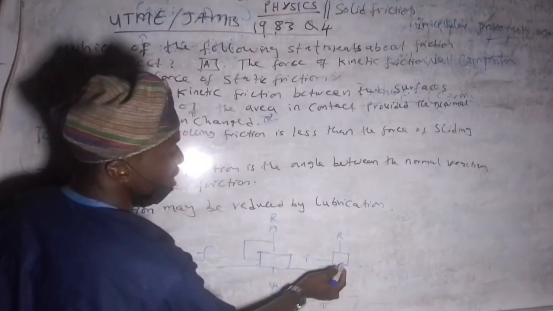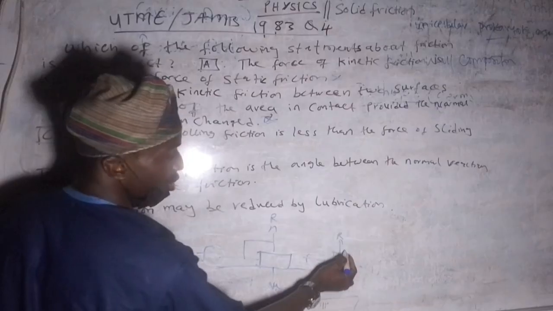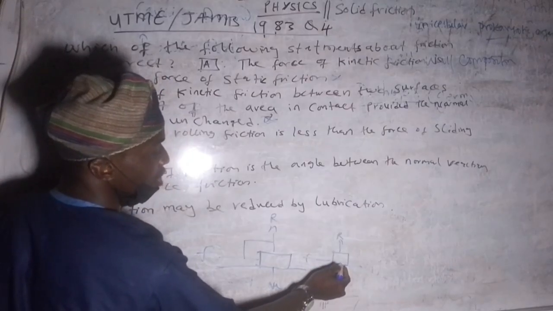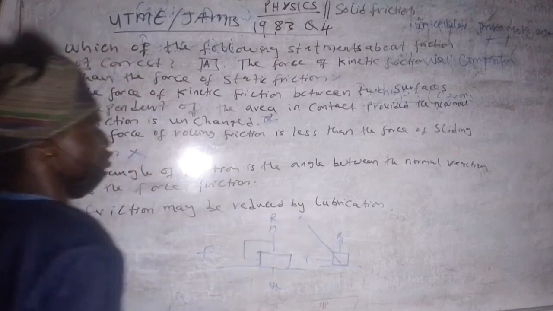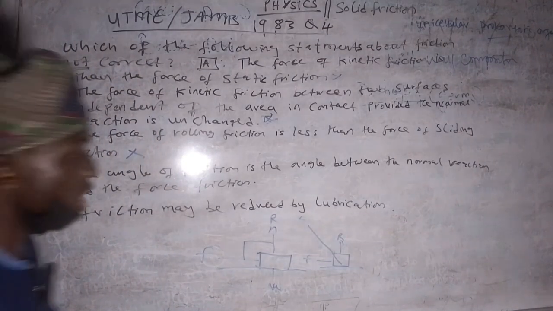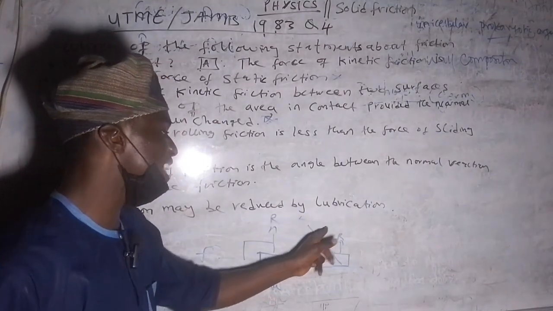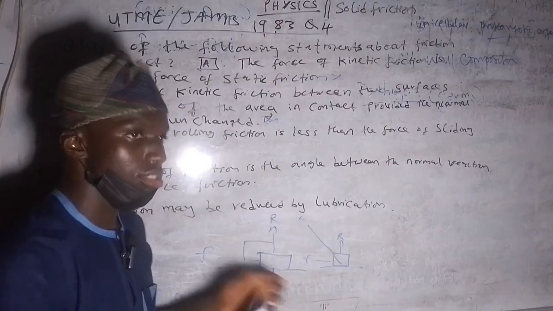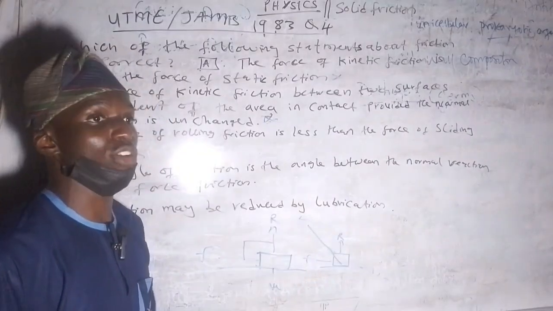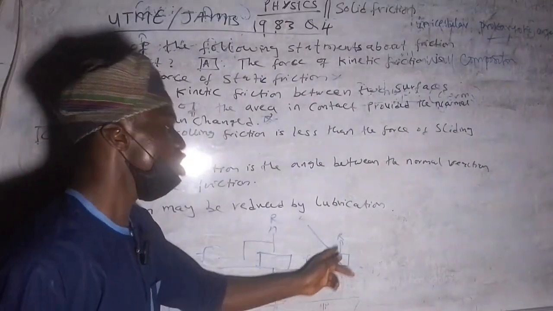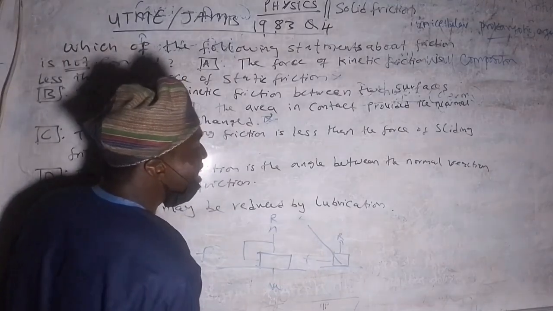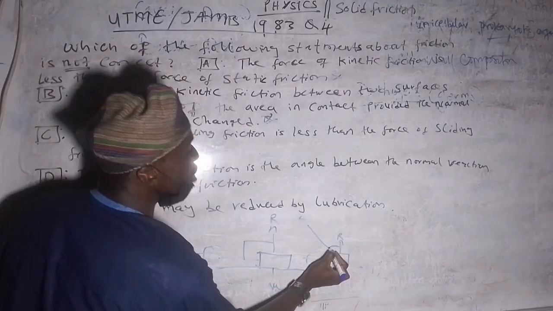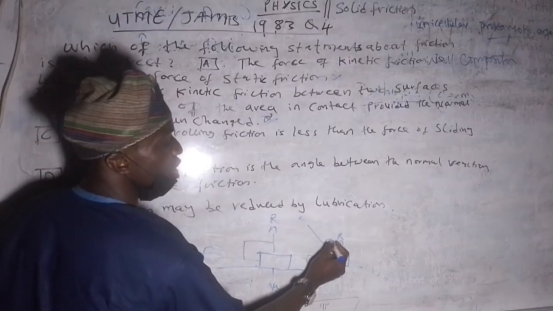Do you know that between reaction and friction, if you want to find the resultant force, what will be the resultant force? Resultant force will be maybe like this, a resultant force L. Resultant force means the net force between the reaction and friction. You understand? We understand this when we are doing vector force. We will find the resultant force between these two forces. So the resultant force is L.